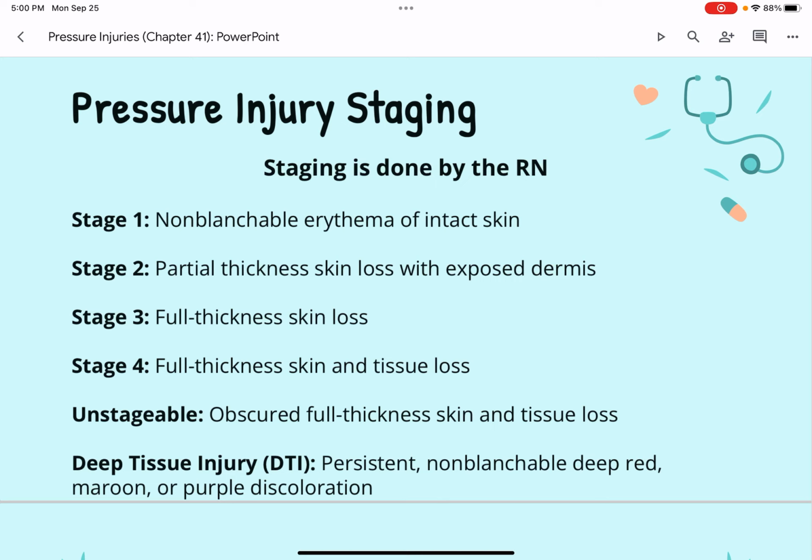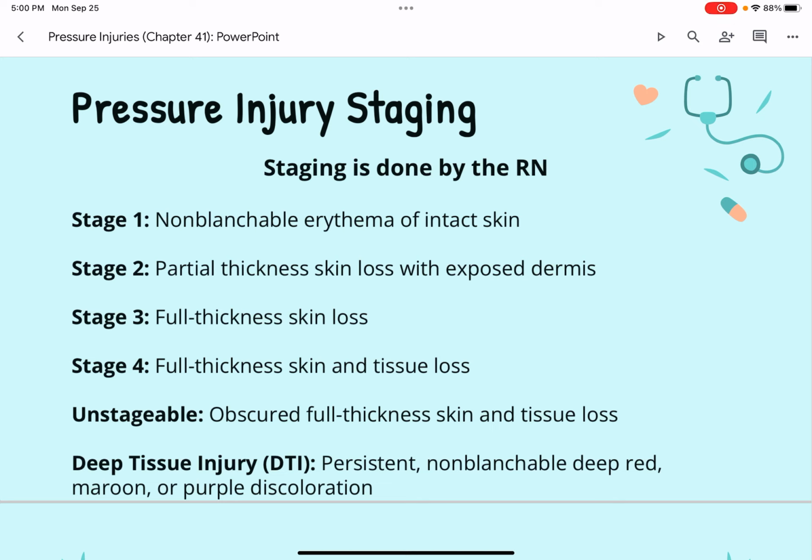With stage 3, the skin is gone. Fat can be seen in the ulcer. Slough and or eschar might be present. Slough is dead tissue that is shed from the skin. It is usually light-colored, soft, and moist. It may be stringy at times. Eschar is a thick, leathery dead tissue that may be loose or adhered to the skin. It is often black or brown.